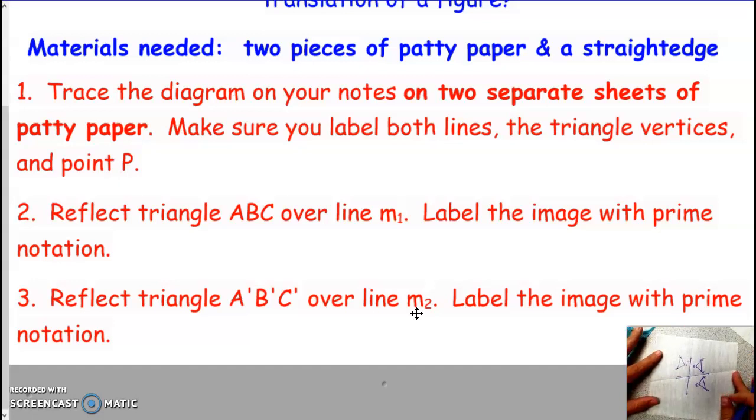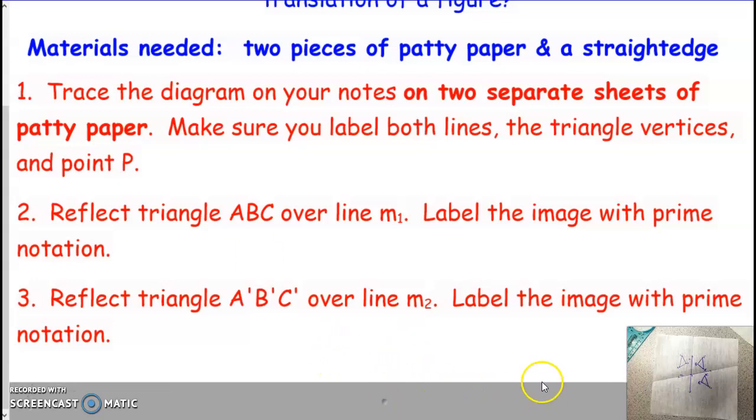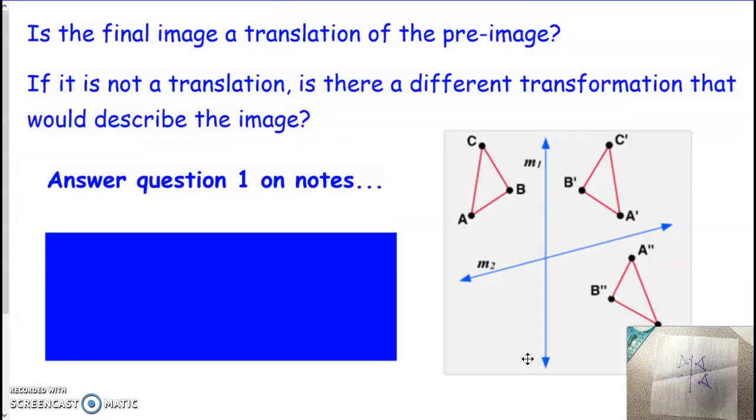Okay, and so this first one, triangle ABC, reflected over line M1, and then we took that triangle and we reflected it over line M2. All right. So it says, is the final image a translation of the pre-image? So yesterday we reflected over parallel lines and all we had to do is just translate that.